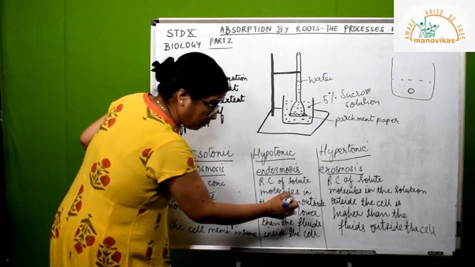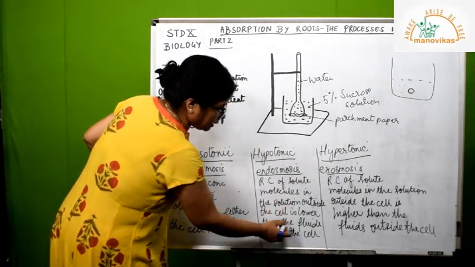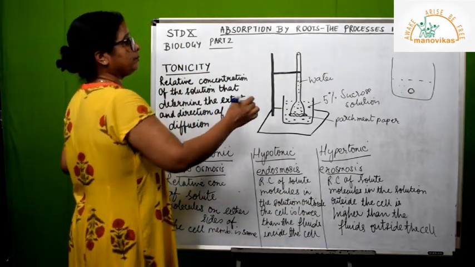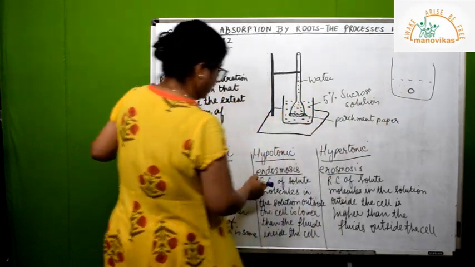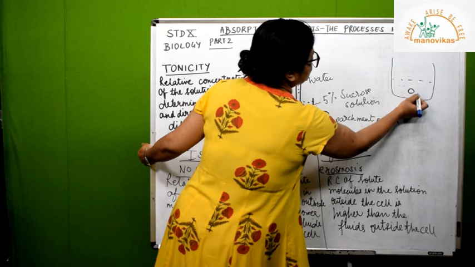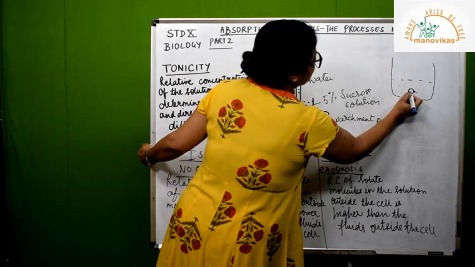Of what? Of the solvent outside the cell is lower than the fluids inside the cell. Then what will happen? There will be endosmosis. That means it will move in.